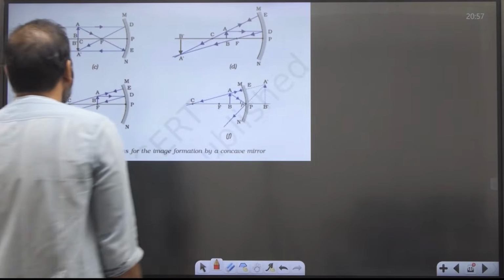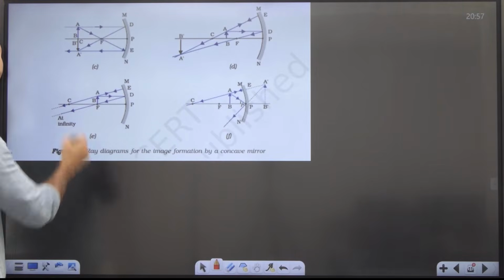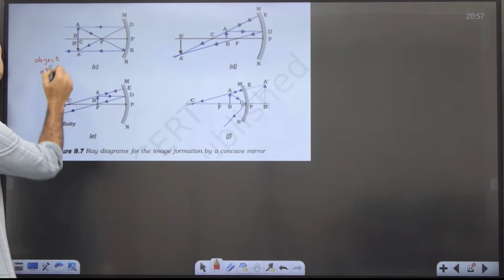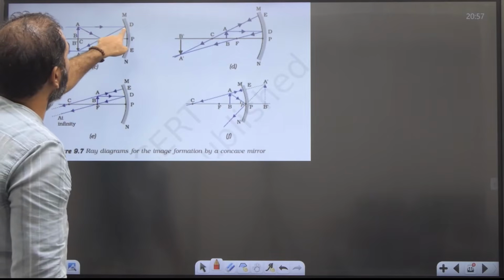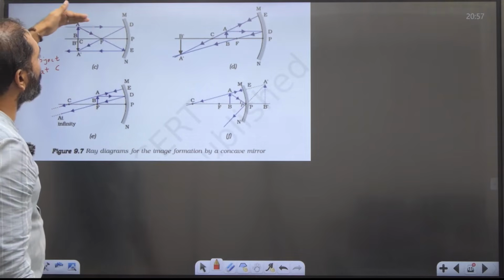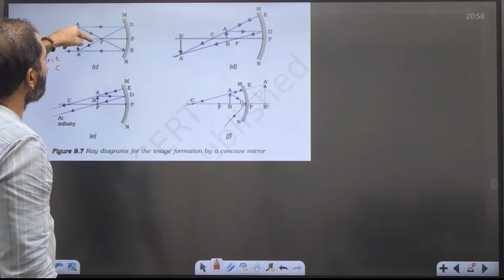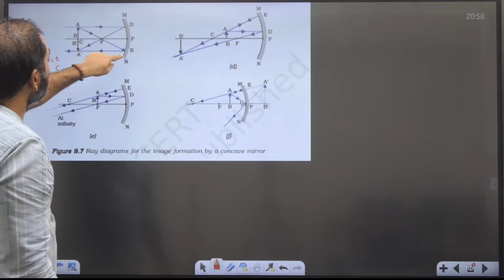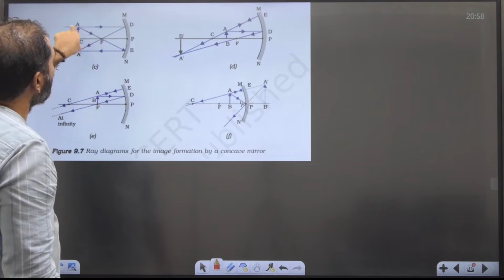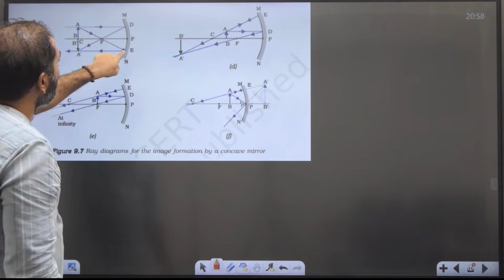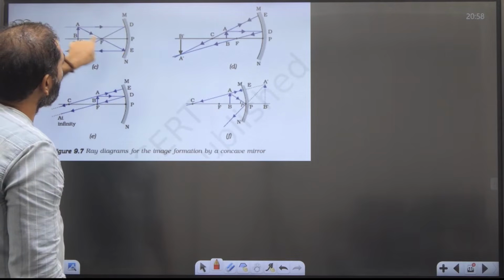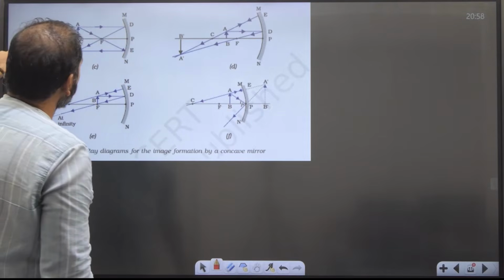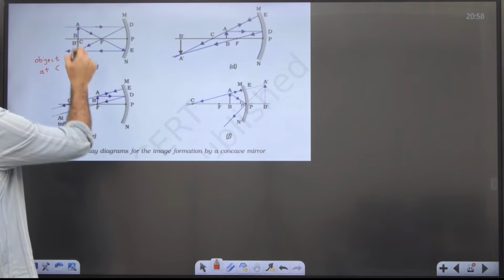Next, object is at C, the center of curvature. One ray passes parallel to the principal axis. After reflection, it passes through the principal focus. Another ray passes through the principal focus, and when a ray passes through the principal focus, it goes parallel to the principal axis after reflection. When the reflected rays meet, you can see the image.